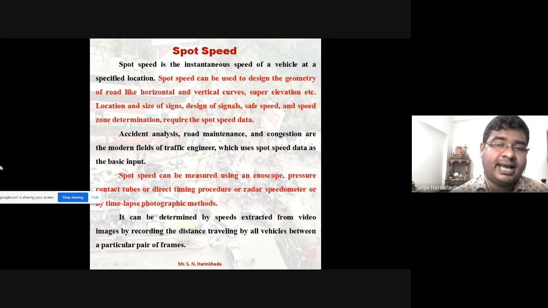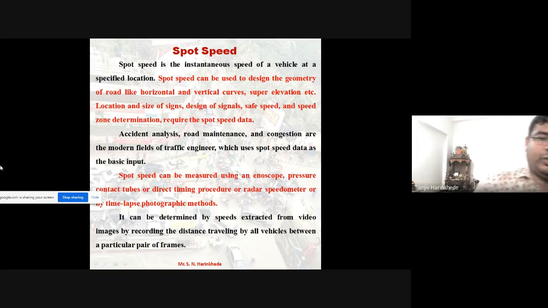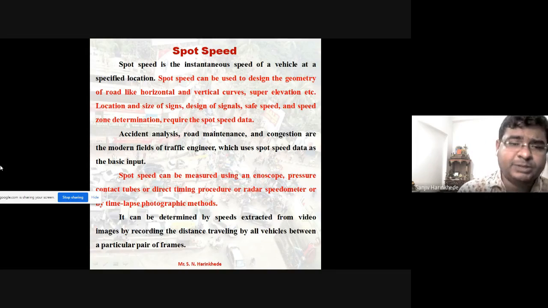Location and size of sign, design of signal, shape speed, and the speed zone determination require the data of spot speed. Accident analysis, road maintenance, and congestion are modern fields of traffic engineering which use spot speed data as the basic input. As we know, there are so many accidents, road maintenance work, and congestion of traffic. So by using spot speed as basic input, we can determine the various aspects.